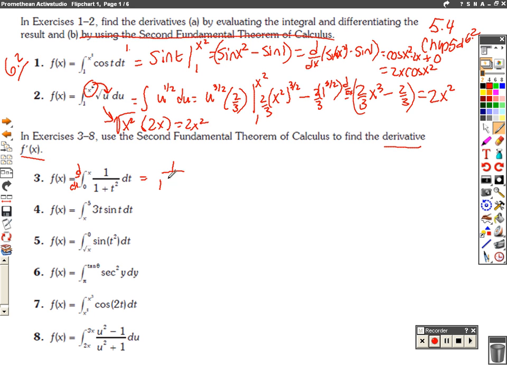So that would be 1 over 1 plus x squared, and multiply by the derivative of our variable, which in this case would be 1. So we would be done. Number 4, it's almost perfect, except this is switched. We want the number to be on the bottom. So I'm going to switch it by making it negative, and now I'm allowed to flip it.